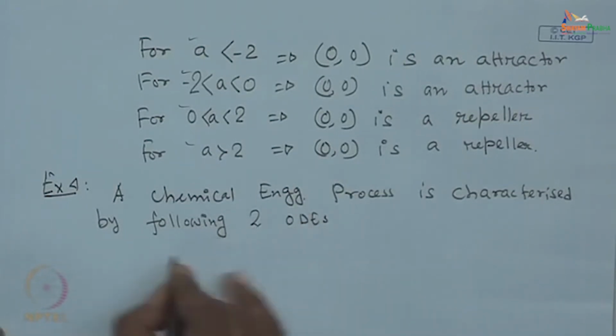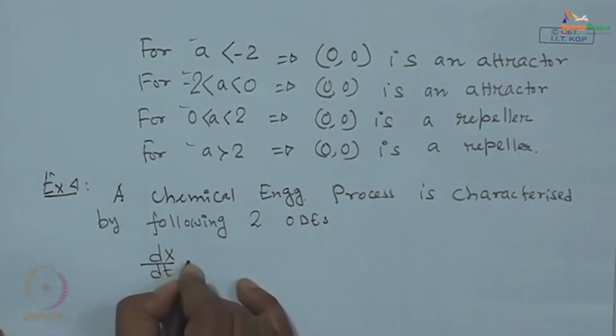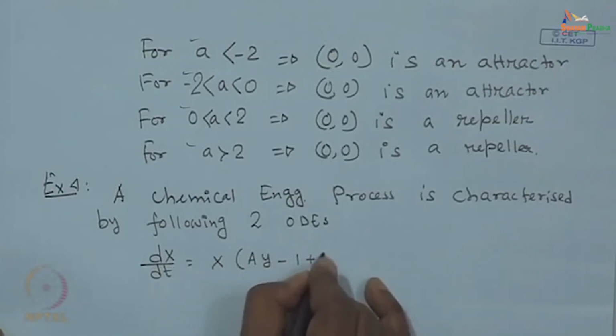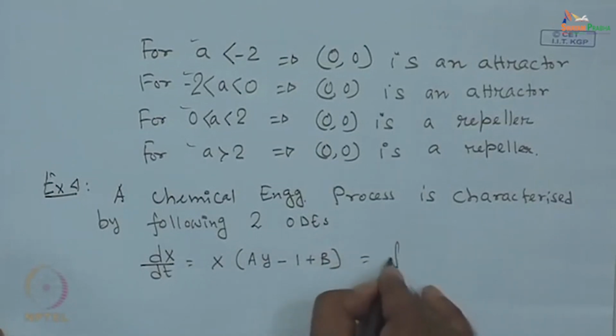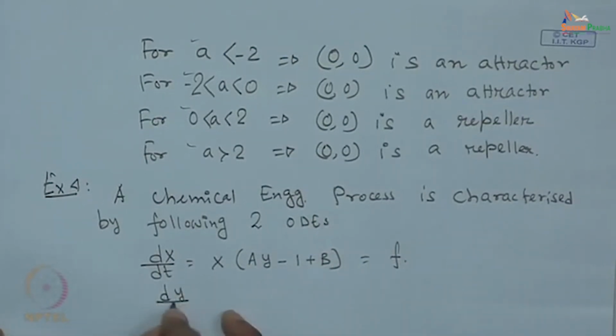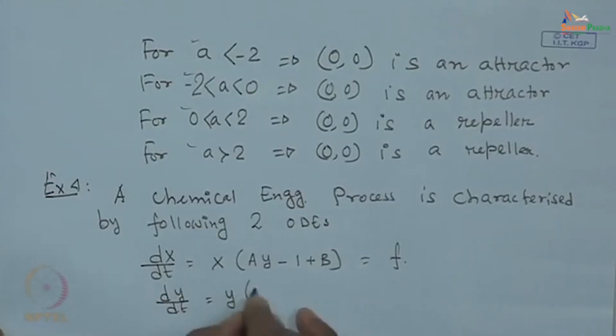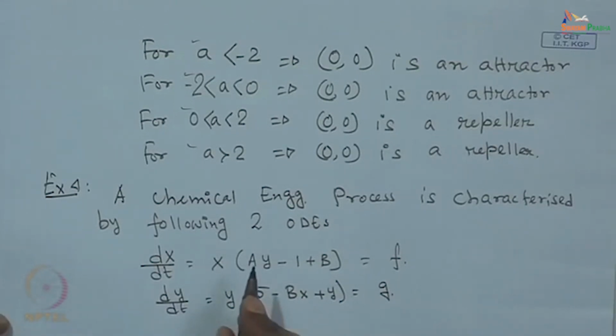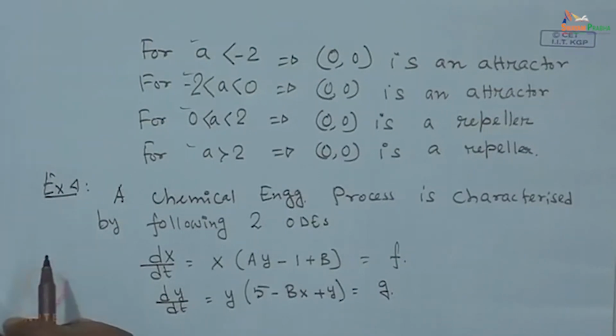And these ODEs are given by dx/dt = x(ay - 1 + b), we call that f, and dy/dt = y(5 - bx + y), and we call that g. Now, let us find out the steady state. So, the question is: find out the steady state of this process and evaluate the stability of the steady state, and find out the conditions of the parameters so that the steady state is stable or unstable.